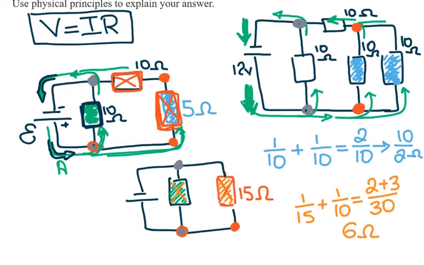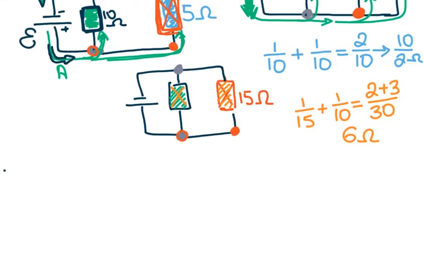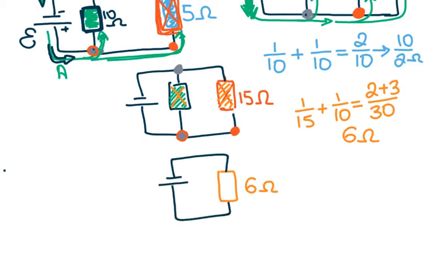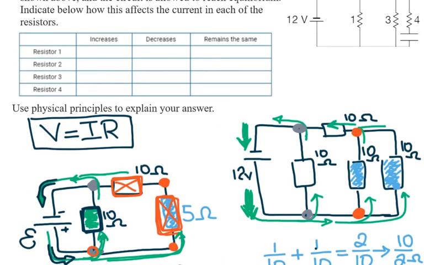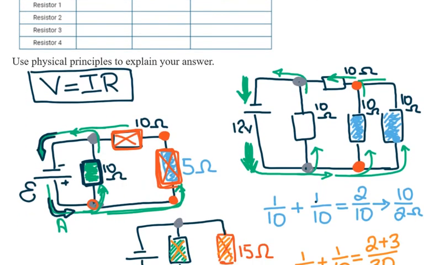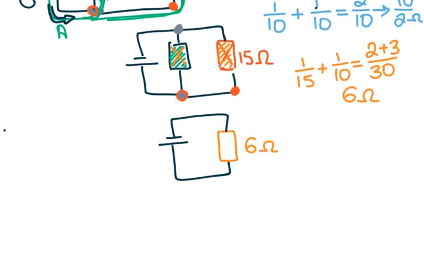So now I can redraw my circuit as, let's keep it orange. So I have orange resistor, which is 6 ohm. Then I have the rest of my circuit. And they give you what the voltage is. The voltage is 12 volt. So your EMF right here is 12 volts.